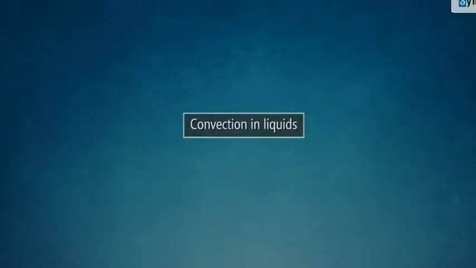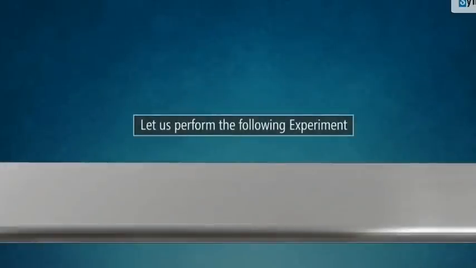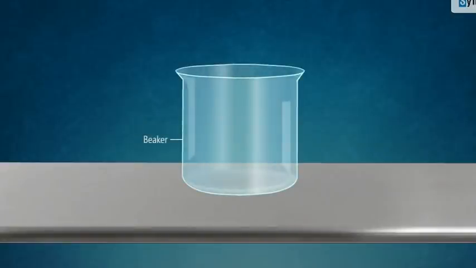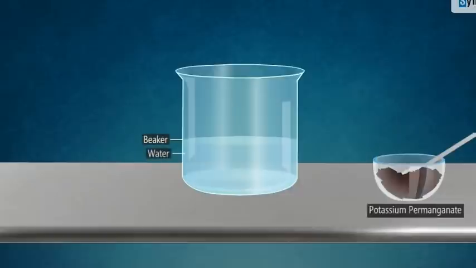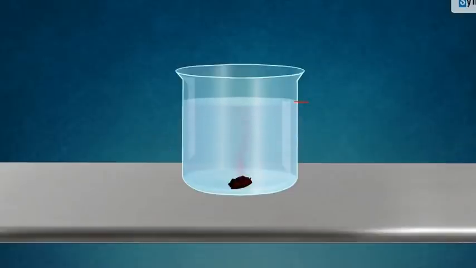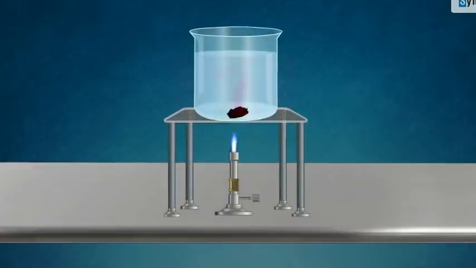To understand convection in liquids, let us perform the following experiment. Take a beaker containing a small quantity of water, drop a large potassium permanganate crystal into it, ensuring that the crystal is placed at the center of the beaker. Notice that the crystal starts dissolving in the water. Slowly pour some more water into the beaker without disturbing the position of the crystal. Now use a low flame Bunsen burner to heat the water.